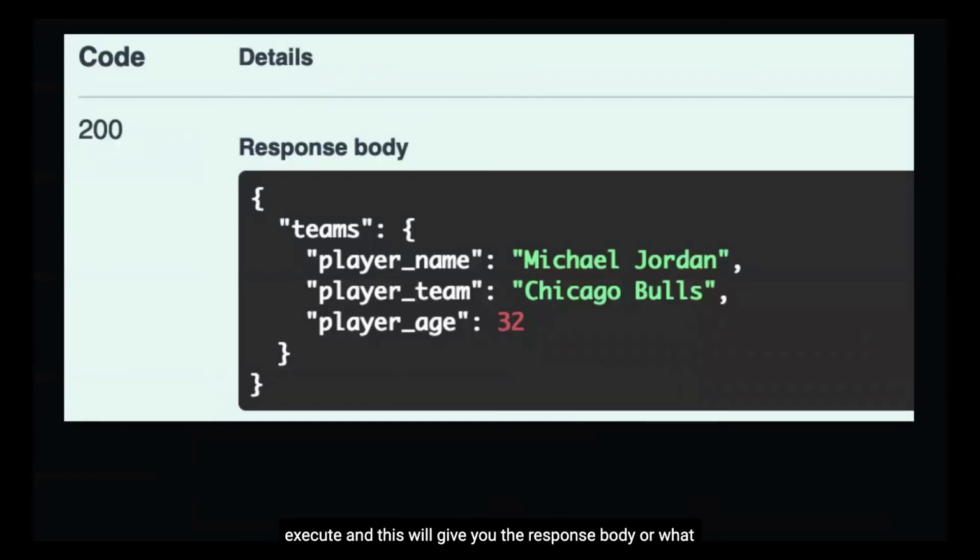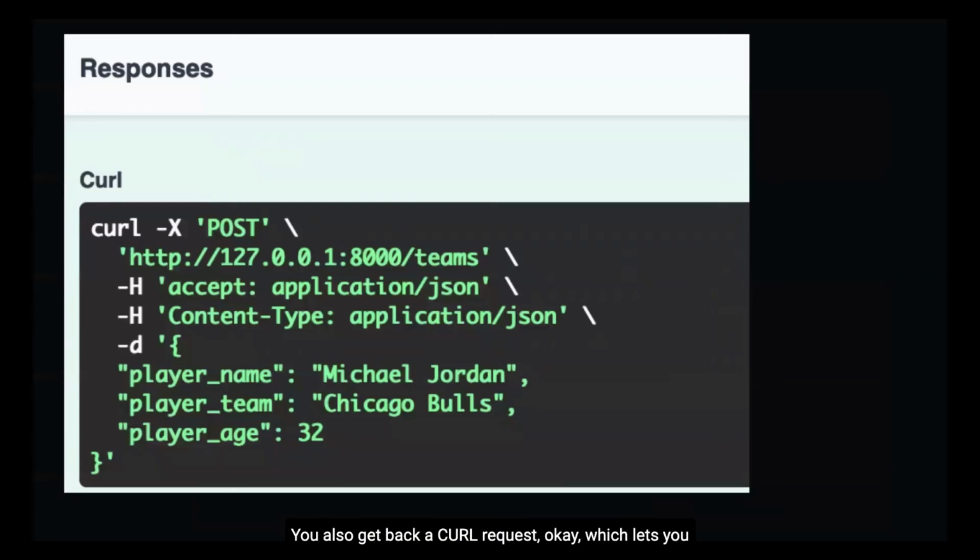Okay, and this will give you the response body, or what the server will receive for the post request. You also get back a curl request, which lets you talk to a server by sending data or making a request through the command line. It generates it for you automatically, so you don't have to write it from scratch.